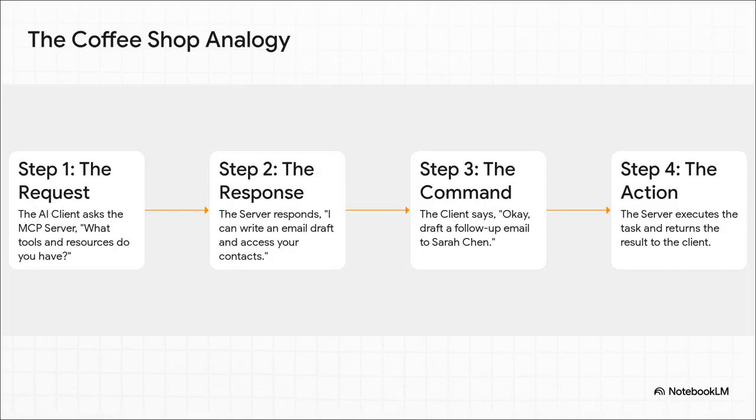First, the AI client walks up and asks, "Hey, what's on the menu? What can you do for me?" The server, our barista, says, "Well, I can write emails and I can look at your contacts." The client then gives a very specific command, and then boom, the server gets to work. It's this really simple, elegant dialogue that can power some incredibly complex stuff.